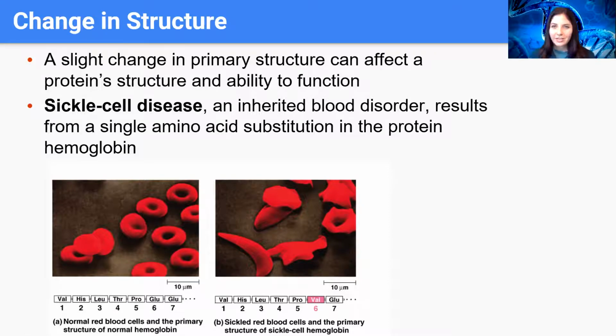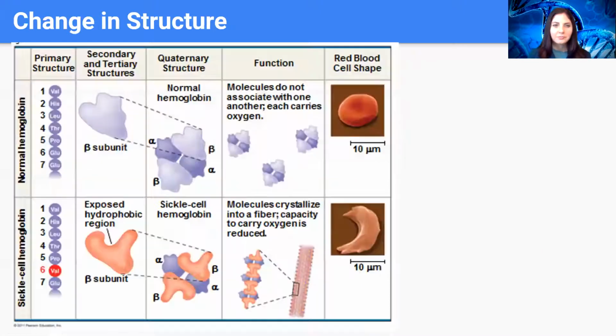It can lead to clotting disorders. It doesn't transport oxygen as well, so people that have sickle cell disease tend to have a lot of issues with their lungs and breathing. And so we're going from glutamine to valine. So instead of it being glutamine, we now have valine, and that results in that structural change.